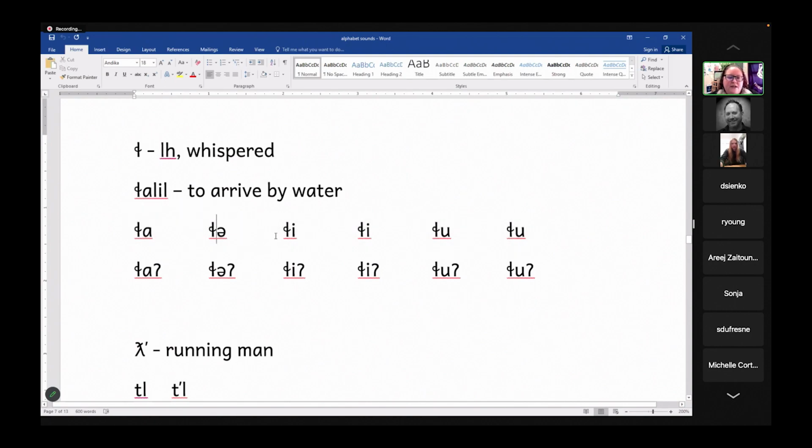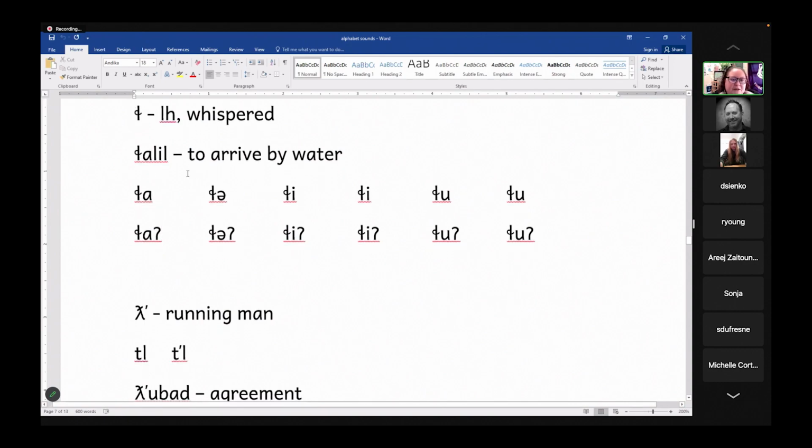Sha, shla, shli, shle, shlo, shlu. And then with the glottal stops, sha, shla, shli, shle, shlo, shlu. You'll know you're doing it right if you just covered your computer screen or whatever in spit.